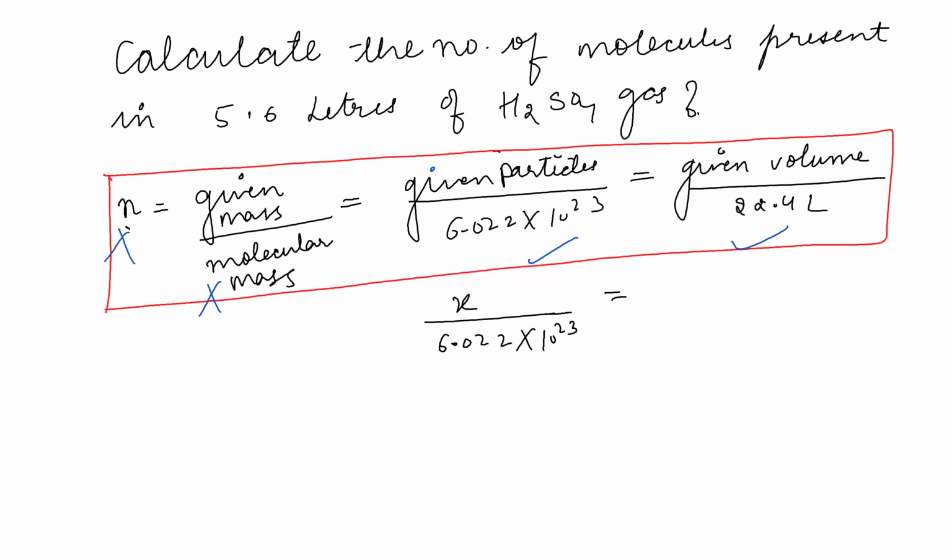What you are saying is that first I'll calculate the moles, then I'll get the value of n, then I'll equate it to this, then I'll get the number of particles. What if I equate them straight away? Yes or no? So given volume is what? 5.6 liters. And here the volume is going to be 22.4. So it's going to be 5.6 liters divided by 22.4 liters. This cancels. So X upon 6.022 into 10 raised to the power 23, and that's going to be 1 over 4.